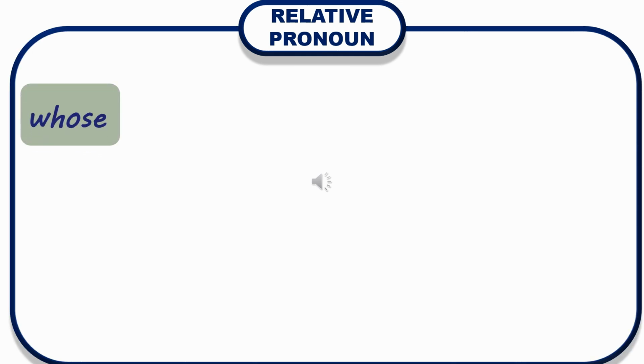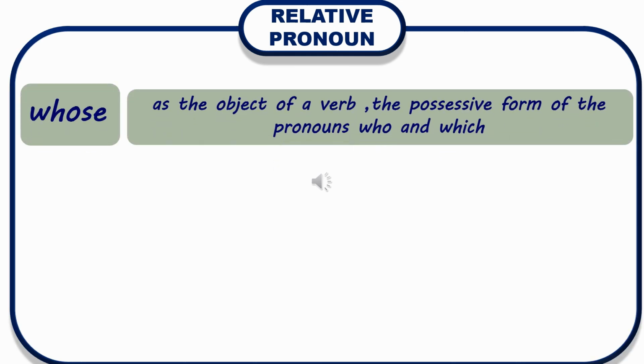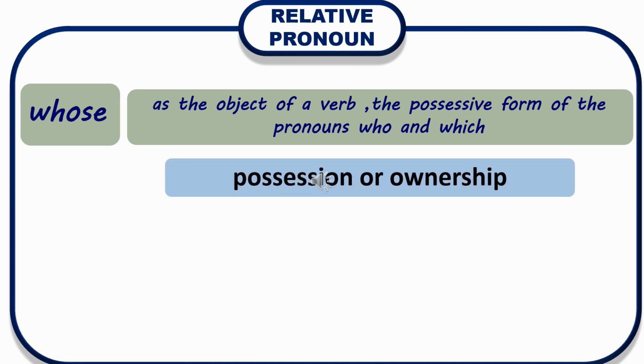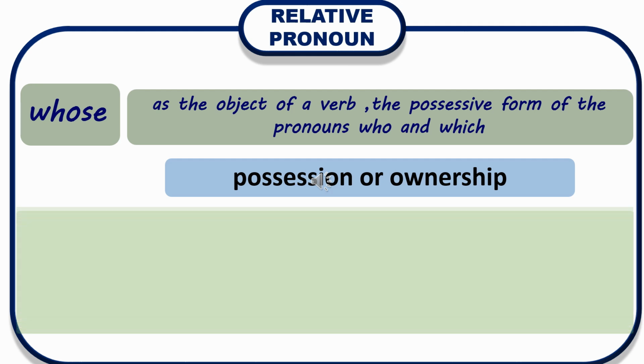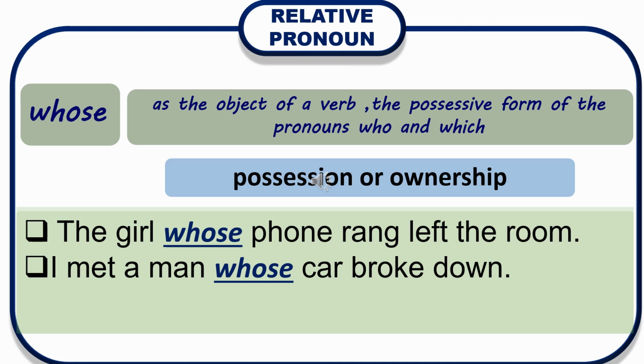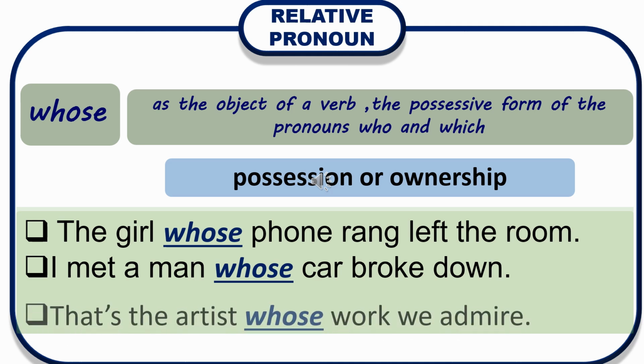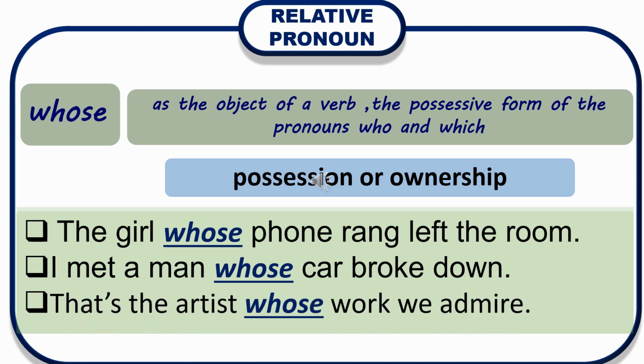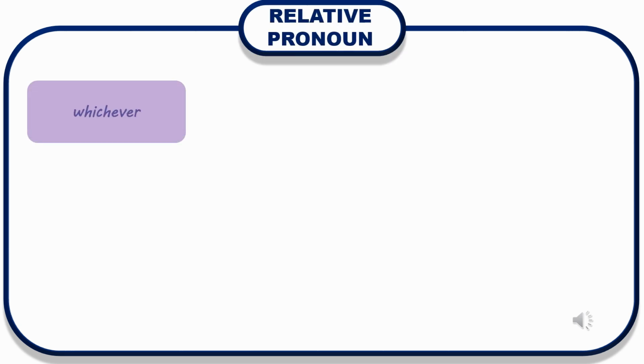Time to master whose, the possessive relative pronoun that shows ownership for people, animals, or even things. What whose does, answers whose thing is this. Works like his, her, their but connects clauses. Look at some examples. The girl whose phone rang left the room. Whose phone? The girl's. I met a man whose car broke down. Whose car? The man's. That's the artist whose work we admire. Whose work? The artist's.